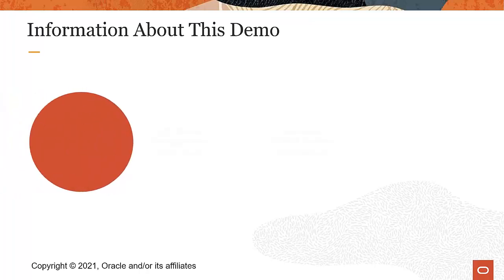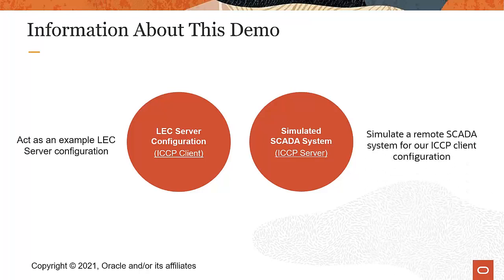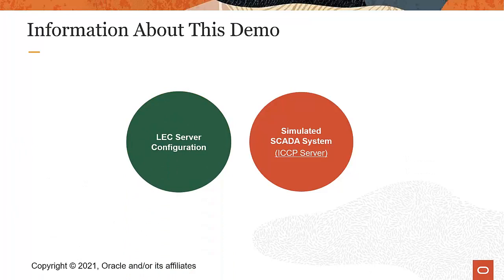In the last 2 videos, we created and configured 2 LEC server configurations. In this video, we're going to run both of those configurations against each other. One is an ICCP client and will act as our example LEC server configuration. The other is an ICCP server, which we'll use to simulate a remote SCADA system for our ICCP client configuration. Now, most customers will typically only be running one configuration and connecting to an actual remote peer, like the SCADA peer on a different machine, not another instance of LEC server. Now let's jump into our demo.